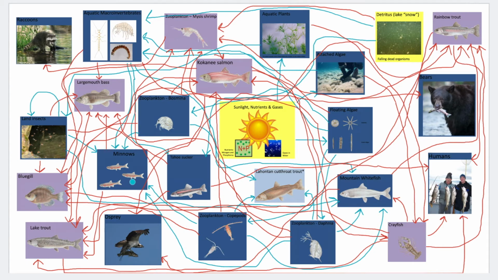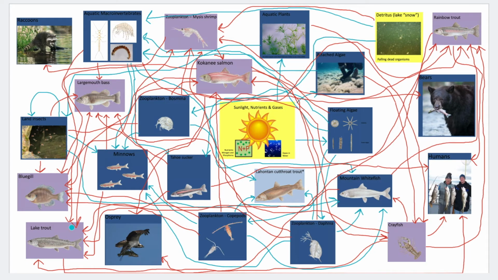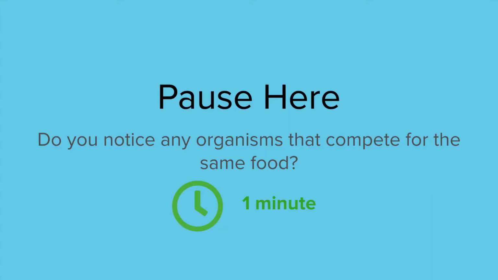I'm noticing that a lot of these fish on purple cards have a lot of arrows pointing toward them. So they are consuming a lot of other organisms. And I'm also noticing that some of our smaller organisms, such as the floating algae, the bosmina, and the daphnia, have a lot of arrows pointing away from them. So they have a lot of connections, but they are being eaten by a lot of organisms. Do you notice any organisms that compete for the same food?